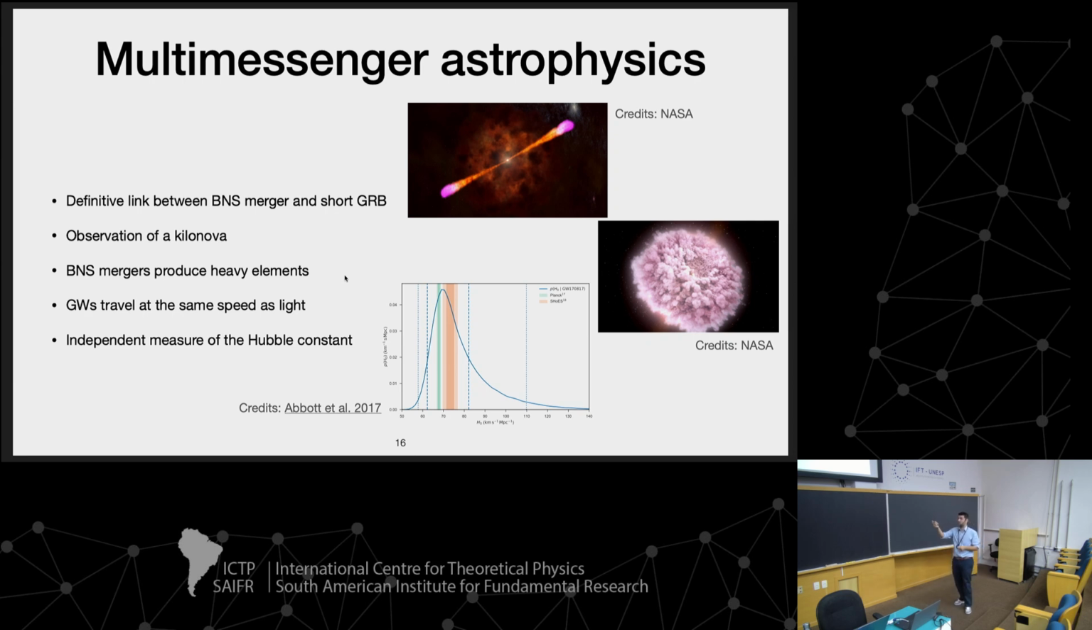It was the first time gravitational waves were proved to travel at the speed of light. This was foreseen by Einstein's theory, but that was the first time it was proved. And we had an independent measure of the Hubble constant. So with multi-messenger astrophysics, you can cover a broad spectrum of the astrophysical world.